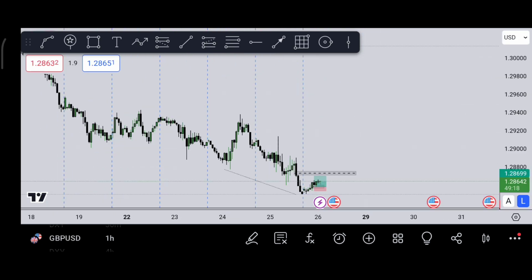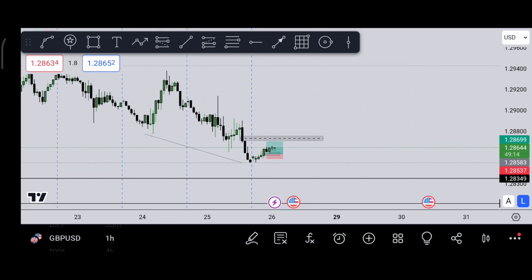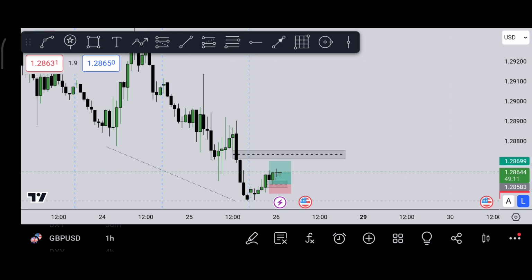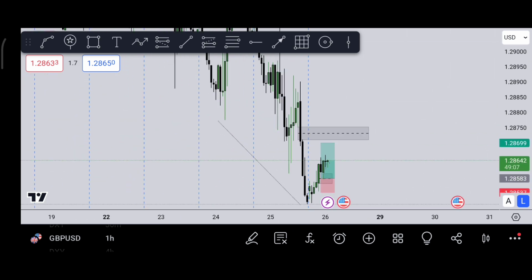So now this is the JPUSD. See, JPUSD was creating a lower low, so I was pretty much trying to buy up to that fair value gap, which is the next inefficiency where price might be heading to.